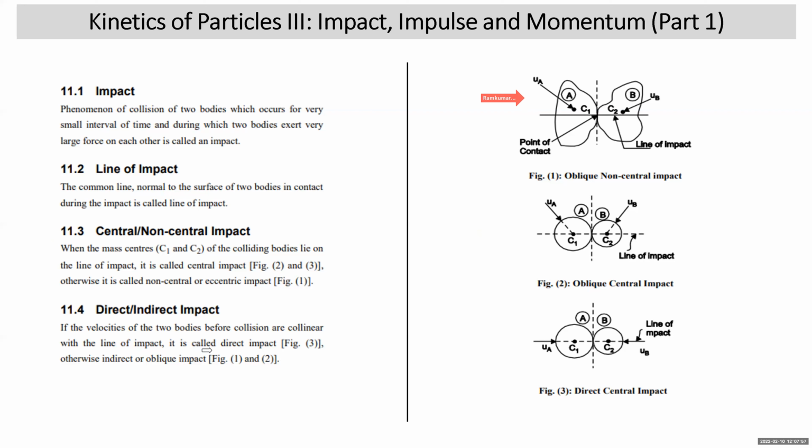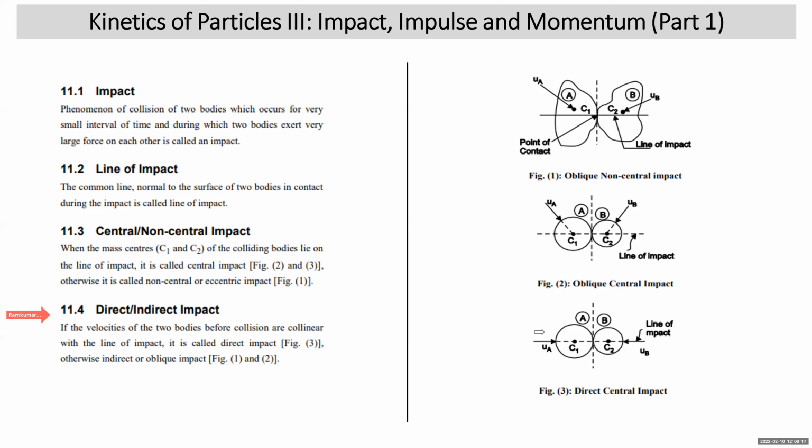Next, we come to direct and indirect impact, or direct and oblique impact. If the velocities of the two bodies before the impact are collinear with the line of impact, we call it as direct impact. If the velocities of the two bodies before the impact are not collinear with line of impact, we call it as oblique impact.